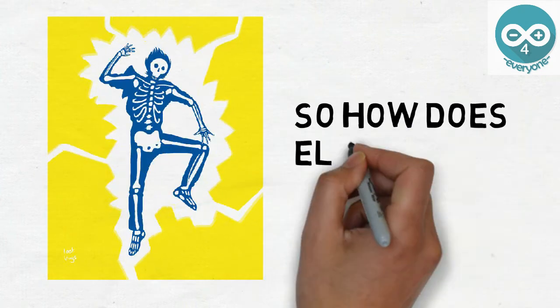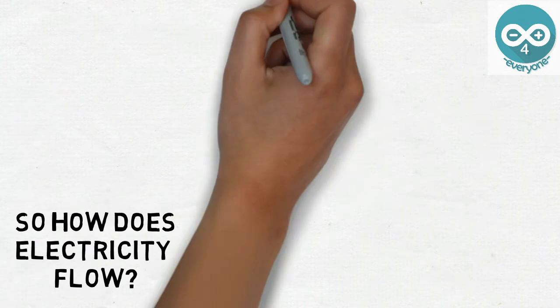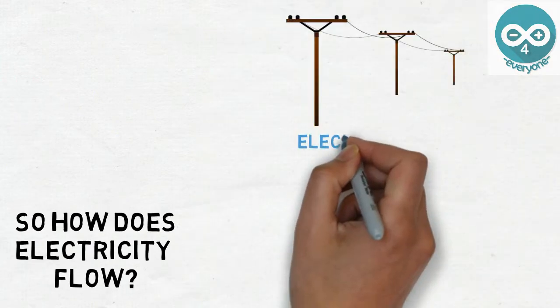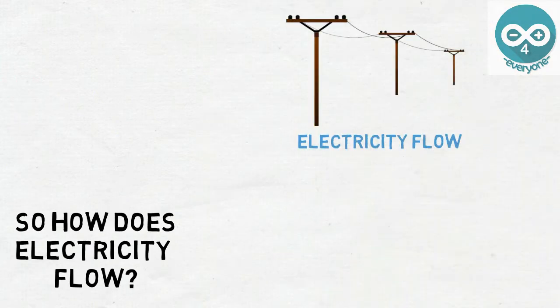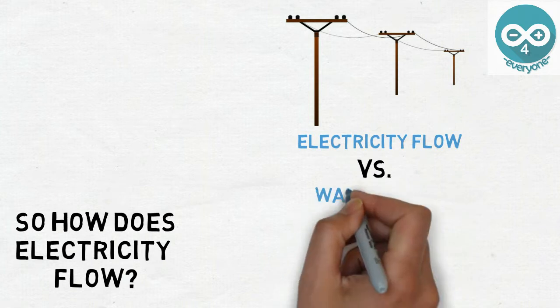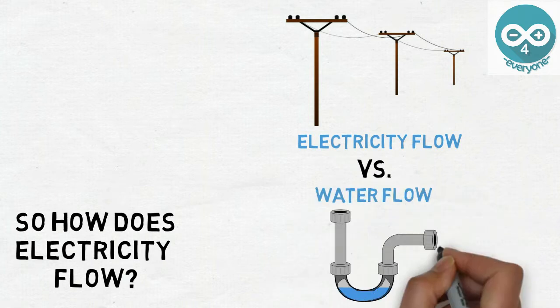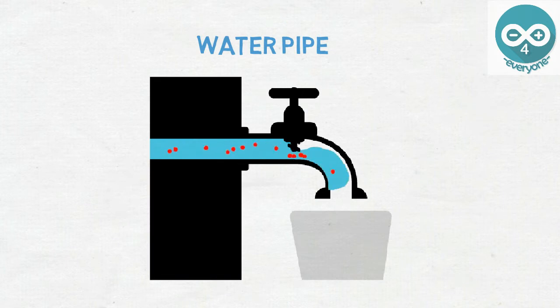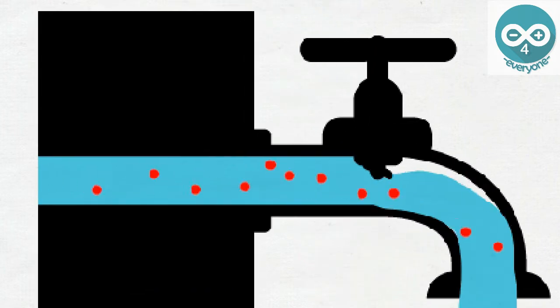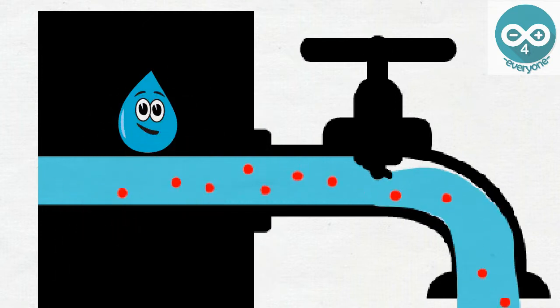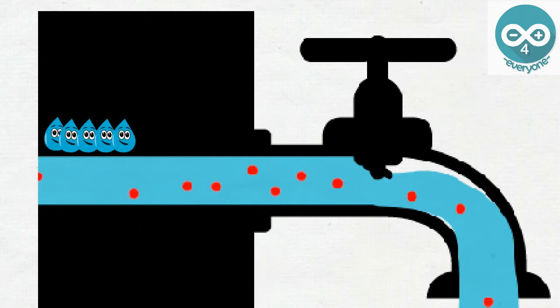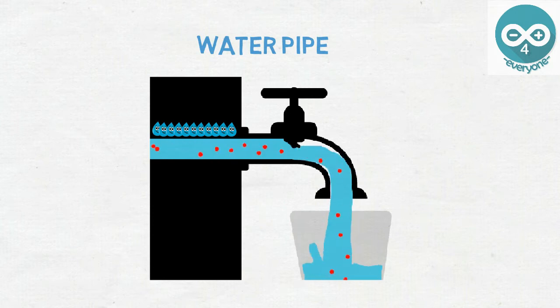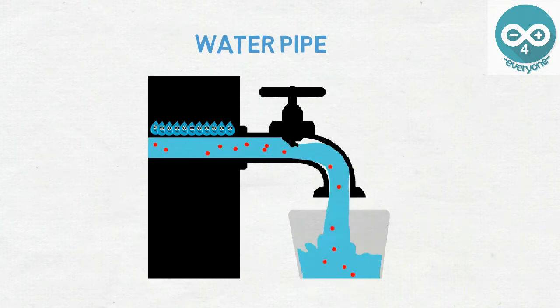So how does electricity flow? To understand it better, we'll be comparing electricity flow in a wire to water flow in a pipe. So let's see how water flows in a household pipe. Water is made up of smaller water molecules, and there would be billions and billions of them moving together in a direction to make the water flow possible.